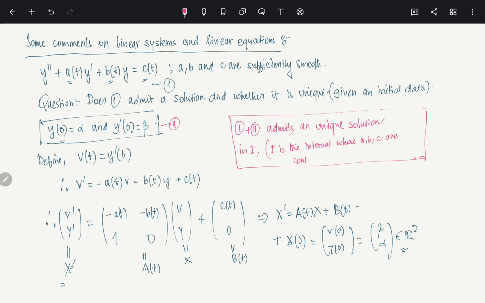So you do realize that just continuity of the coefficients is enough to guarantee that there is a solution here. That is what we will close our video with, that comment.